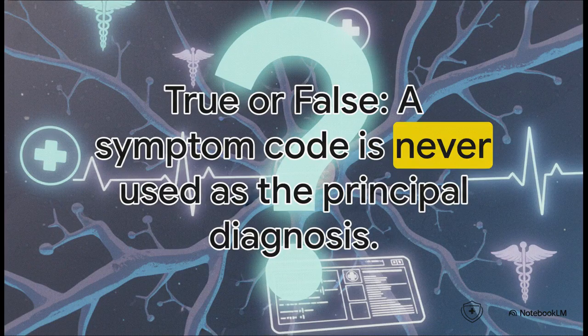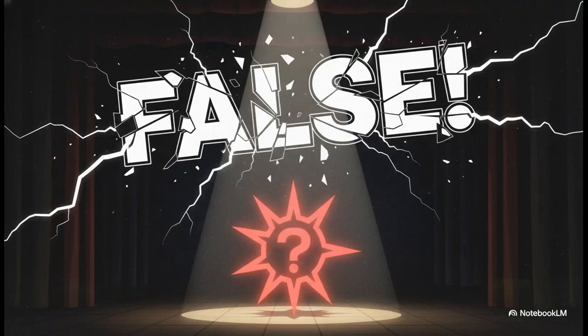Okay, last chance. A little pop quiz to see if you were listening. True or false? A symptom code from Chapter 18 is never used as the principal diagnosis. Lock in your answer. What do you think? And the answer is a big, loud, resounding false. Of course it can be. Like we just talked about, when there's no definitive diagnosis by the end of the visit, that symptom is the reason for the encounter. It absolutely becomes the principal diagnosis.